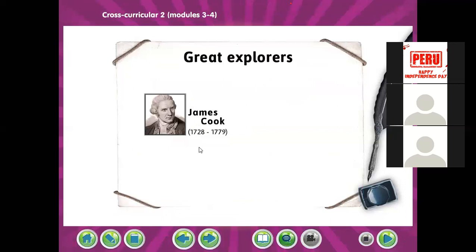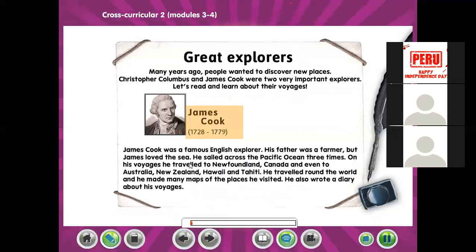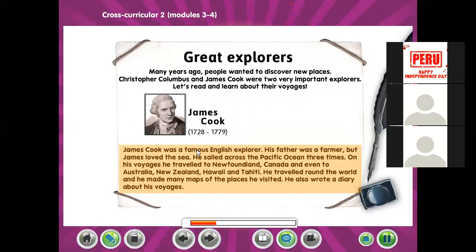Now, James Cook, okay, only listen. James Cook, 1728 to 1779. James Cook was a famous English explorer.